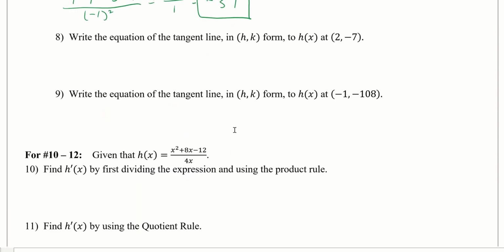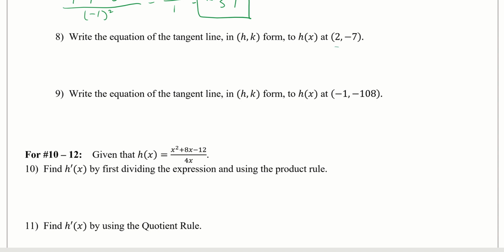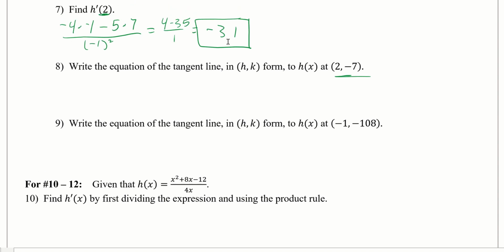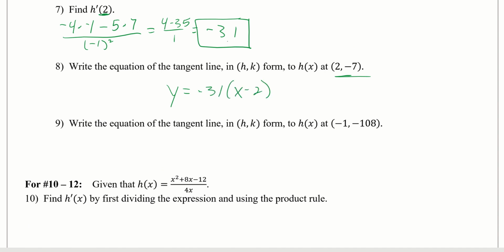So number 8 here says write the equation of the tangent line in h of x in the form at this point right here, 2, negative 7. So if you look, 2, negative 7, this was our slope right there. So we have everything we need. The equation of the tangent line is going to be negative 31 times x minus 2, minus 7.